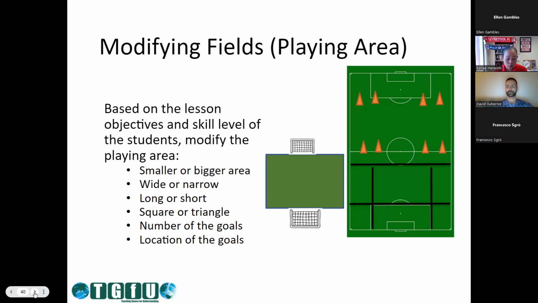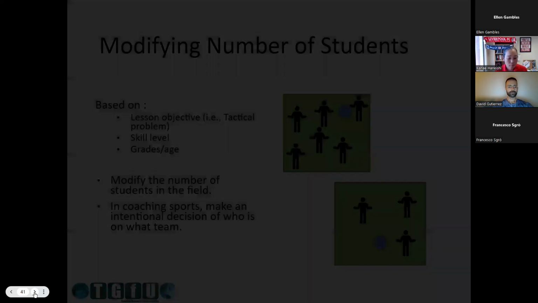And then you can also adjust the number of goals or the location of the goals. So for example, if you want students to work on spreading the field and switching the field, you can make 2 goals on each side. So each team has 2 goals to attack and 2 goals to defend. So they can work on changing the point of the attack.